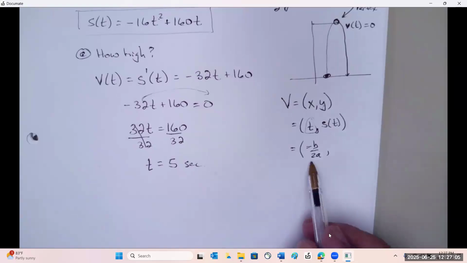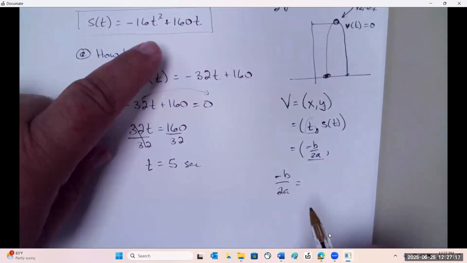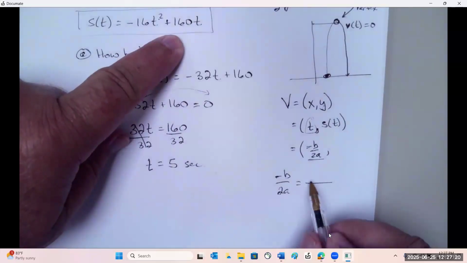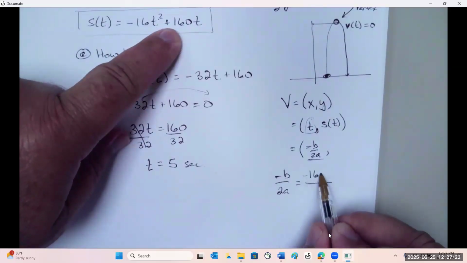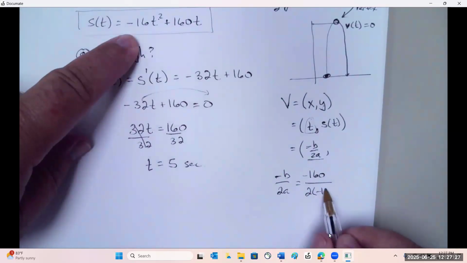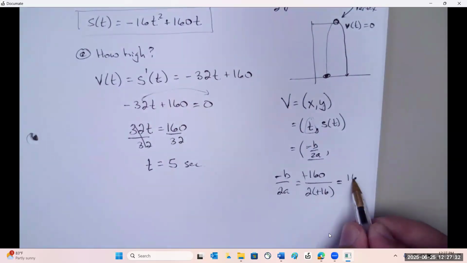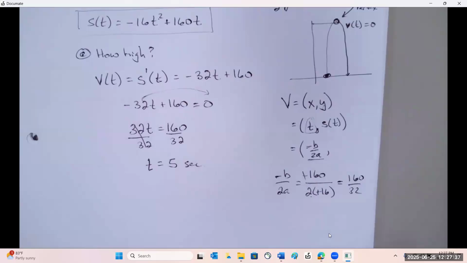Okay, let's try the same question with the algebra portion of it. The time component is negative b over 2a. So in our function, b is 160. So it's negative 160 divided by 2 times a, which is negative 16. They're both negative, so they cancel. So 160 over 2 times 16, which is 32. Same answer. So we could have done it either way.